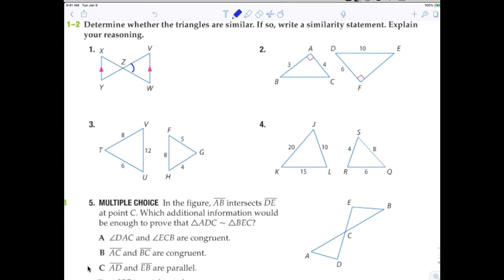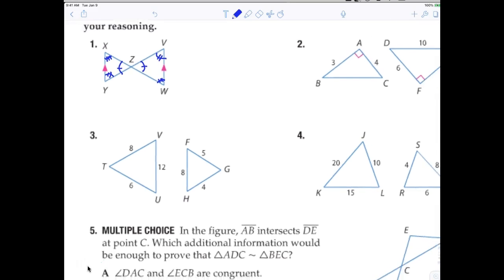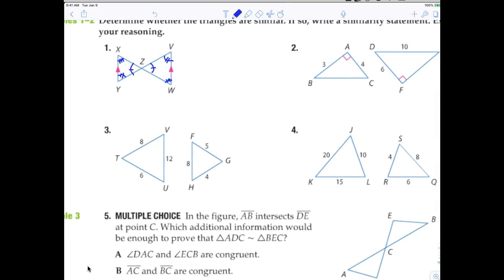VZW and XZY. That is correct. Those are congruent. Now, what else? Angle, yes, that's the one that's important. Those two angles are congruent. And again, perfect. They are alternate interior angles. Just like you could have said angle X is congruent to angle W, but we don't have to prove 3, we just have to prove 2. So we would say, question number 1, the triangles are similar by angle-angle similarity.